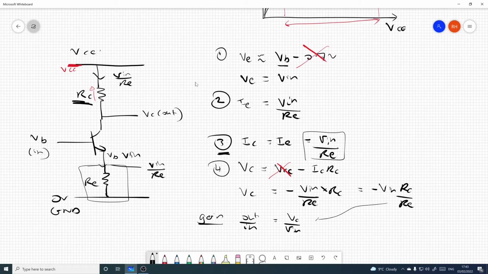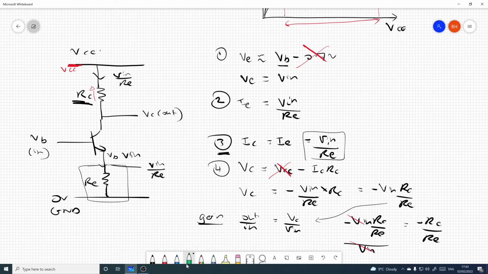And if we drop in the expression for VC, we get minus V in RC over RE over V in. Cancel, cancel. So the gain is equal to minus RC over RE. Or if you prefer, it's just RC over RE, and it's inverting. So that's how we work out what the gain is.